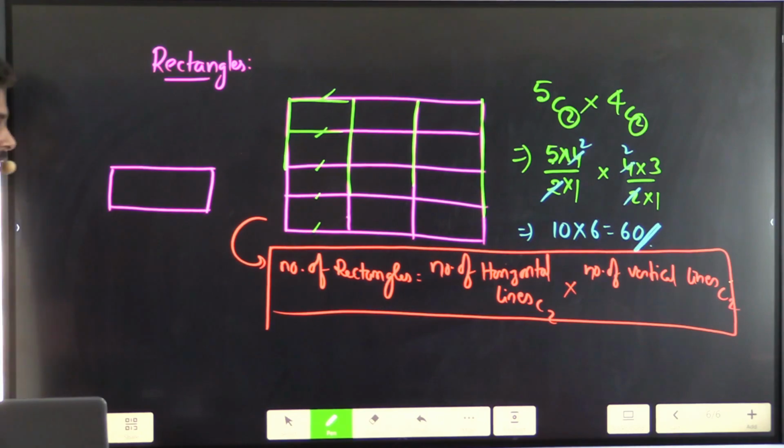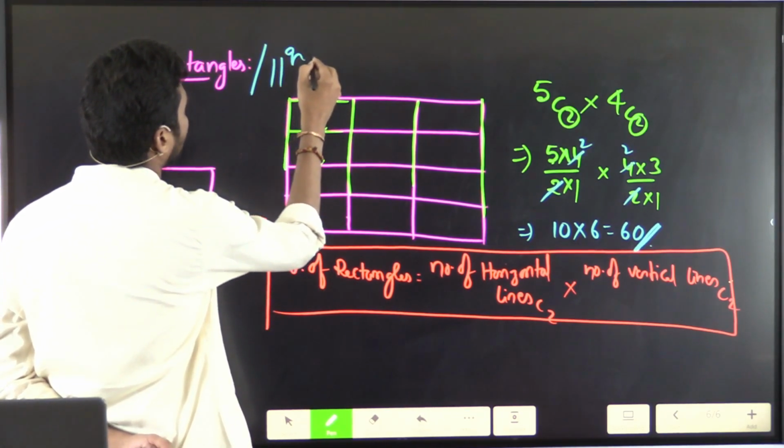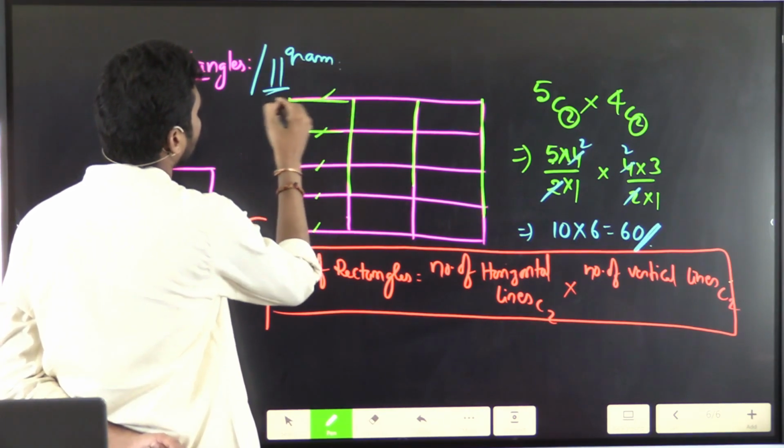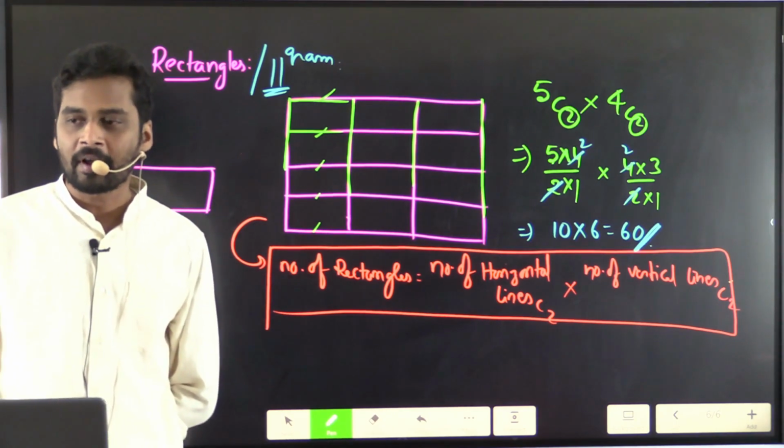So to find out the rectangles, or if you want to find out the number of parallelograms, even to find out the parallelograms we apply the same concept, that is number of horizontal lines C2 into number of vertical lines C2.